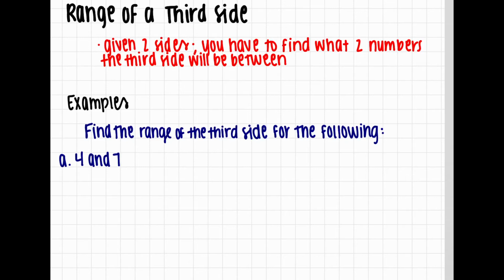So the first example is to find the range of the third side for the following. So example A, I give you two side lengths, 4 and 7. So I'm wanting to know what two numbers that third side could fall between. What you're going to do here is you're just going to add and subtract the numbers, and that gives you the values.